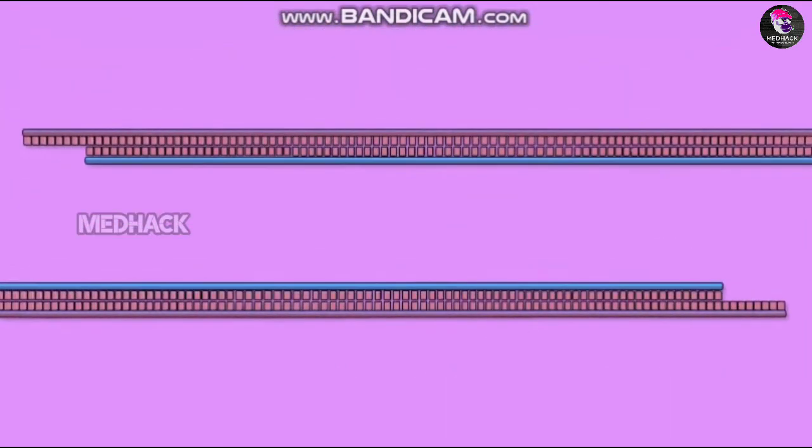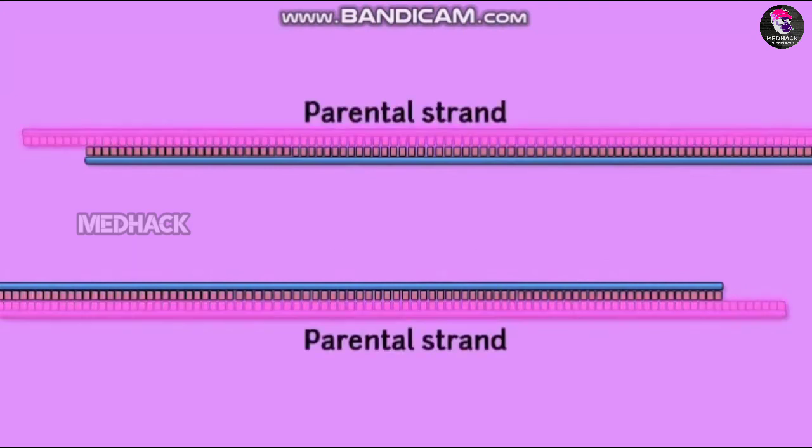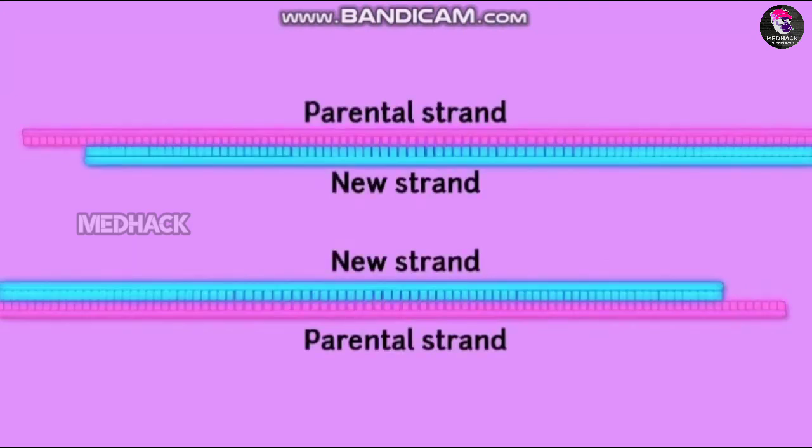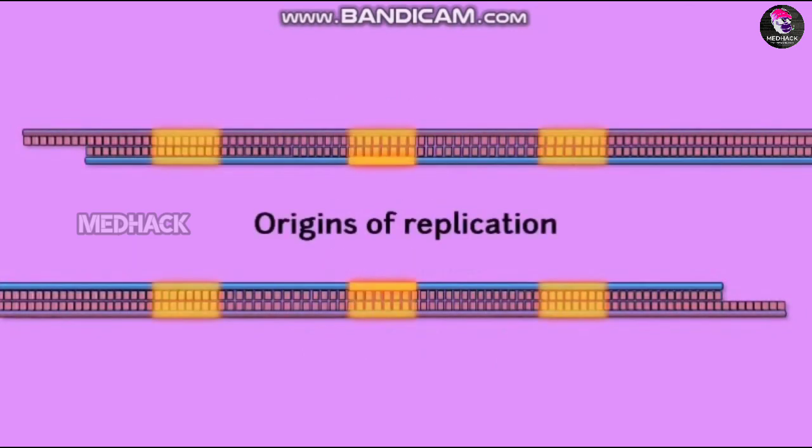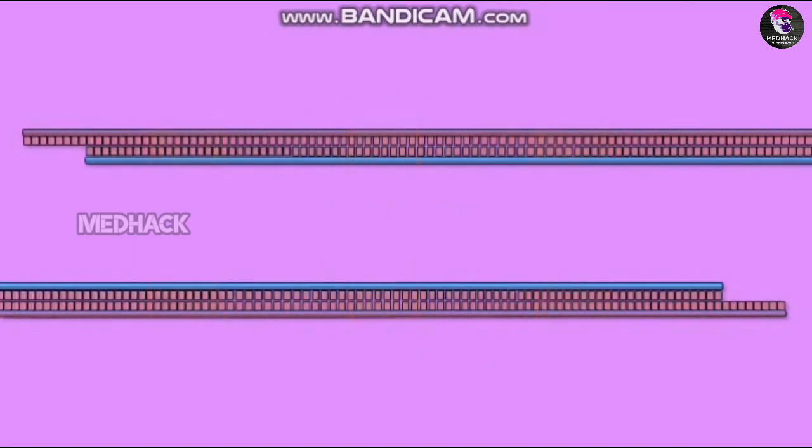Thus, eukaryotic DNA replication ends with two DNA molecules, each with a parental and newly synthesized strand, numerous origins of replication, and telomeres.